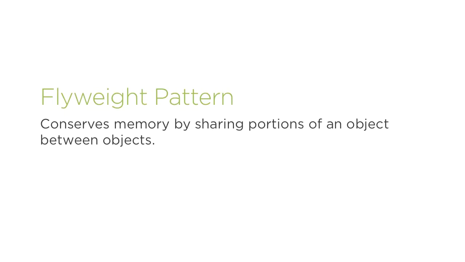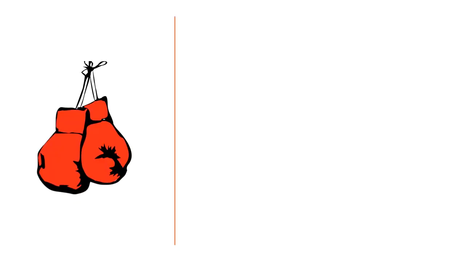The last structural pattern we're going to talk about is the Flyweight pattern. And the Flyweight pattern is used to conserve memory by taking portions of an object and sharing that across objects. So think about it this way. Our tasks have a lot of non-unique data.